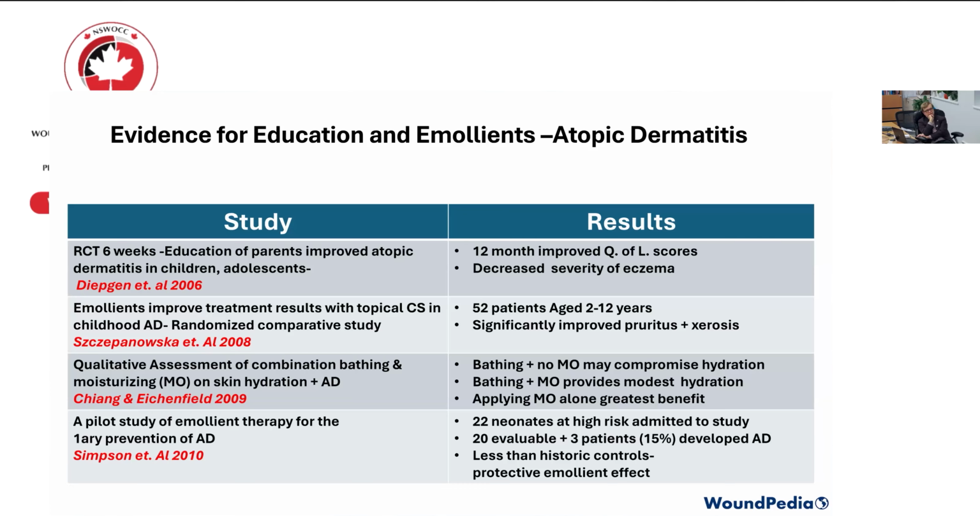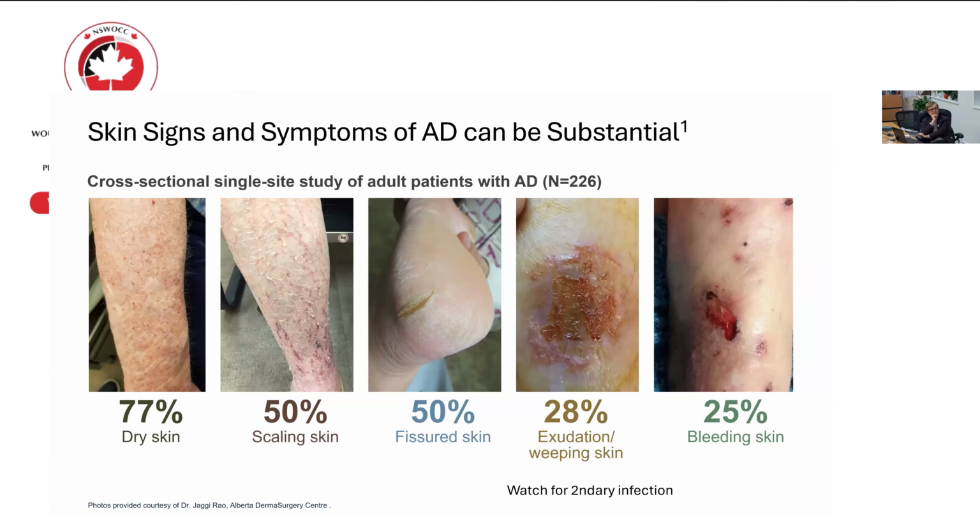Pilot study with emollient therapy for primary prevention of atopic dermatitis, 22 neonates at high risk, 20 were evaluable, and 3 out of the 20 developed atopic dermatitis, but just using moisturizers on a regular basis prevented it from happening early on. So these studies tell a neat story. Next. Here's the atopic skin signs: dry skin, scaling skin, fissured skin, exudation or weeping skin, and bleeding skin.